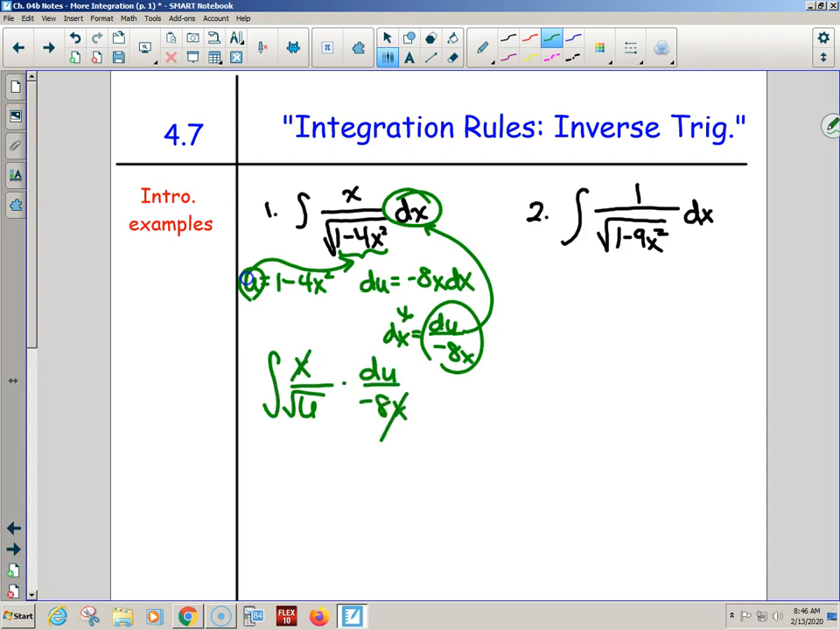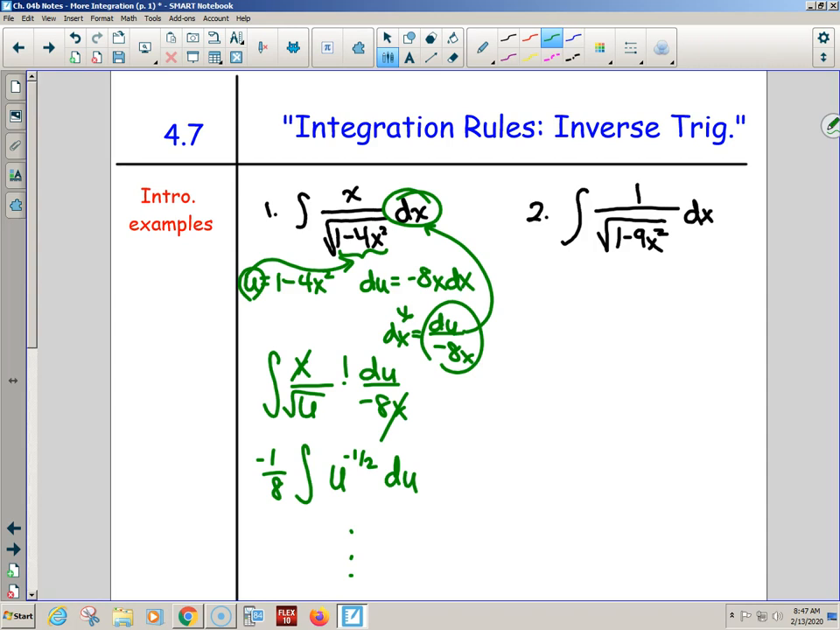The x's are going to reduce. Is it a negative 8 or a negative 1/8? 1/8. I can pull out that constant due to the constant multiple property. I can make my u to the negative 1/2 power du. That should be all you need to now realize it goes to the power rule of x to the n plus 1 over n plus 1 plus c.